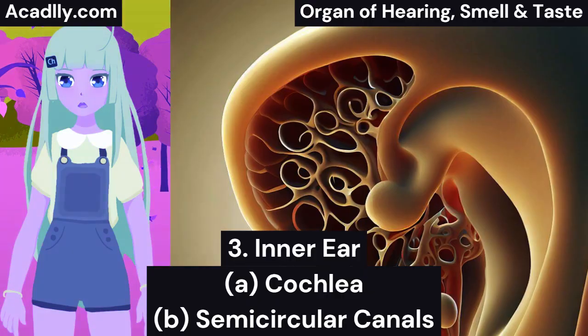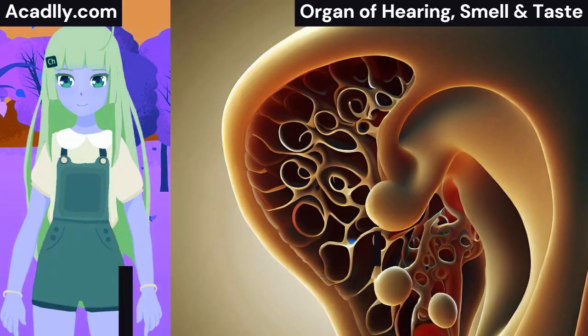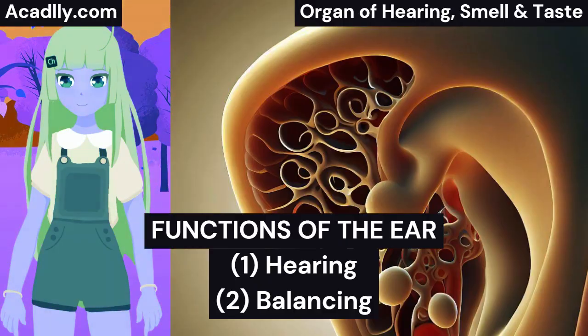B. Semicircular canals. These three canals lie at right angles to each other and have swollen ends called ampullae. The ampullae contain sensory hair cells and otoliths, ear stones. The semicircular canals play a crucial role in balance and maintaining the body's posture. Functions of the ear. The ear performs two major functions: hearing and balancing.